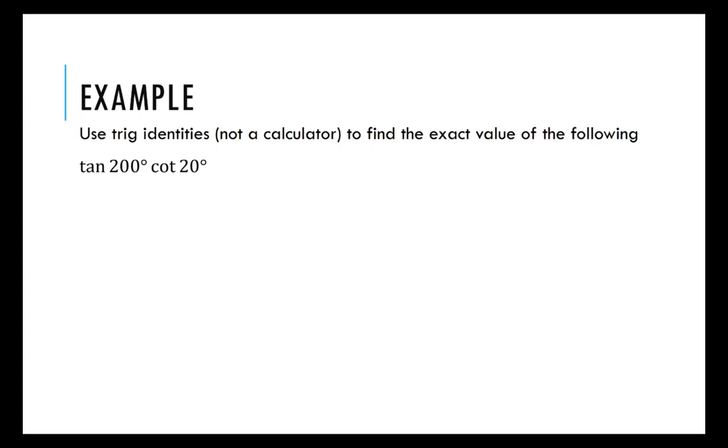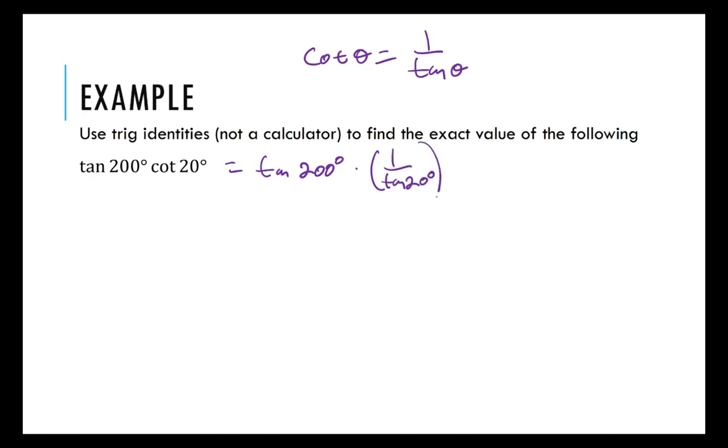Tangent of 200 degrees times cotangent of 20 degrees. Okay, now it's a little weird, but let's see what we could do. Well, I know that cotangent of theta is 1 over tangent of theta. Alright, that's great and wonderful. But what is that going to do for us? I still have tangent of 200 degrees times 1 over tangent of 20 degrees. That 20 and that 200 are mismatched. I need them to be the same.